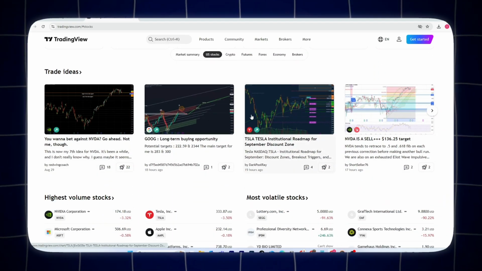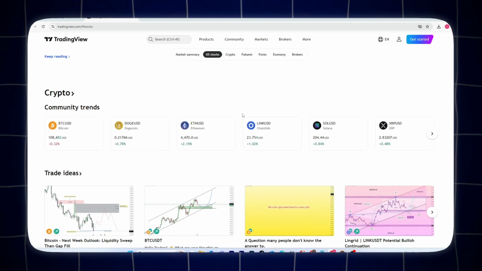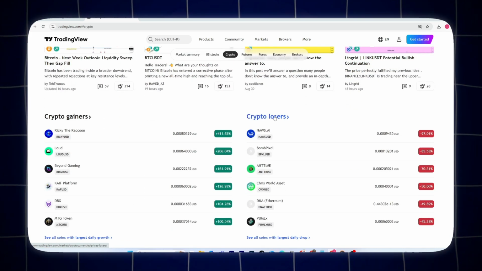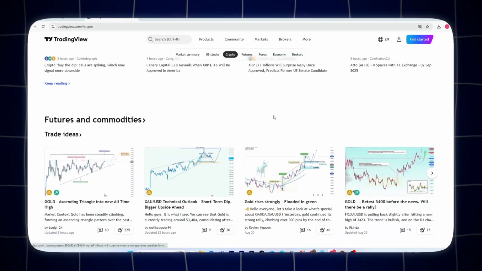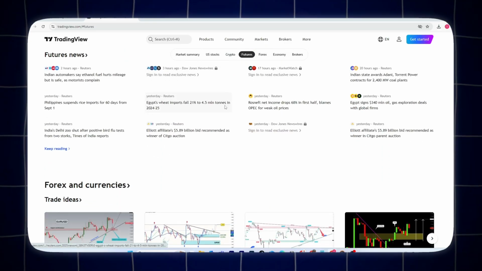In terms of design and usability, TradingView definitely feels more modern. It's cloud-based, works on any device, and has a super clean interface that's easy to pick up. You don't need to download anything, just log in from your browser and you're good to go.